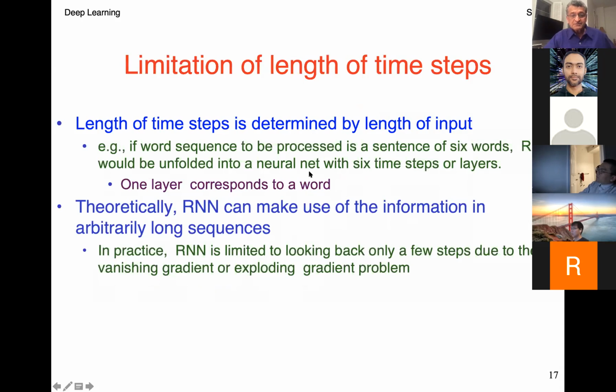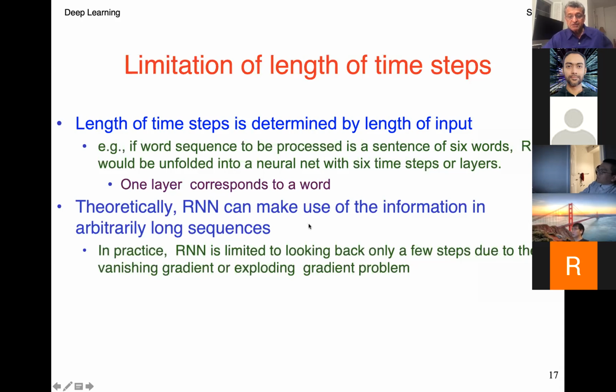So length of time steps is determined by the length of the input. Example, if the word sequence to be processed is a sentence of 6 words, the RNN would be unfolded into a neural network with 6 time steps or layers. So if the word sequence is 6, one layer corresponds to a word, we can say.